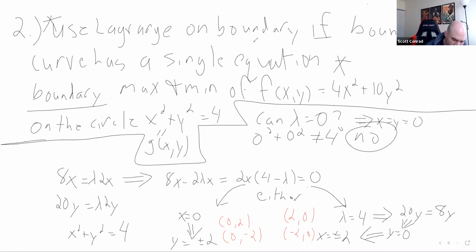You could do the same thing for the second equation. It turns out you're going to get exactly the same points. So you really only need to do this for the first equation. I won't explain why, but that is the case here. Okay, so we got 4 points: (0, 2), (0, negative 2), (2, 0), and (negative 2, 0). We're going to check the value of our function at each of those. The biggest is going to be the max on the boundary. The smallest is going to be the min on the boundary.